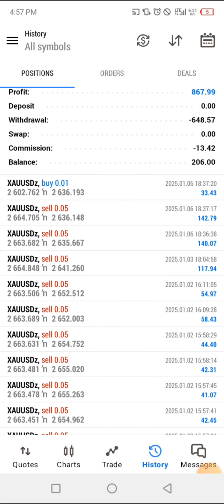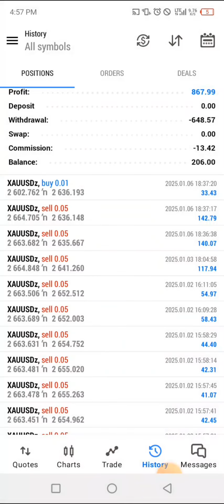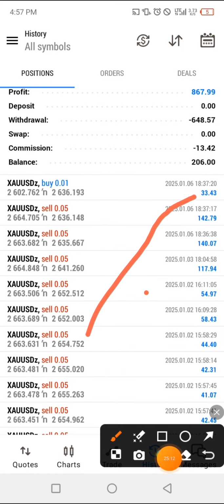These particular trades are just recent trades, towards today's date. Can you see this is January? This is 4:57 p.m. Tuesday, January 7th. And if you look at this particular trade right here, it was just yesterday. These are just yesterday's trades. So I'm showing you something I'm using.